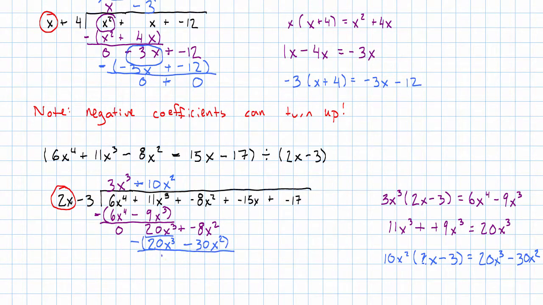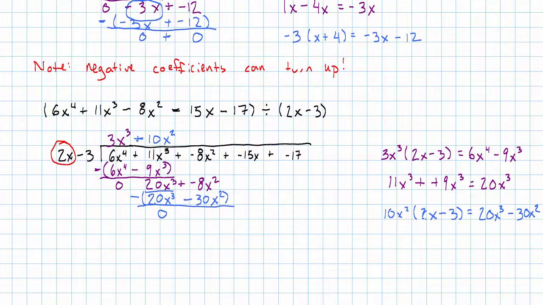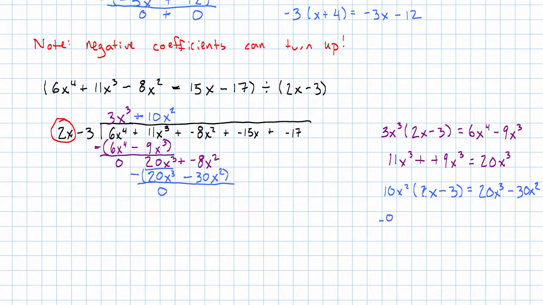Again, 20x to the third minus 20x to the third is just 0. Negative 8x squared minus negative 30x squared. That's the same as plus positive 30x squared. So that's 22x squared. You are welcome to use a calculator to subtract these coefficients if you'd prefer. We have 22x squared. And now we bring down the next term, negative 15x.